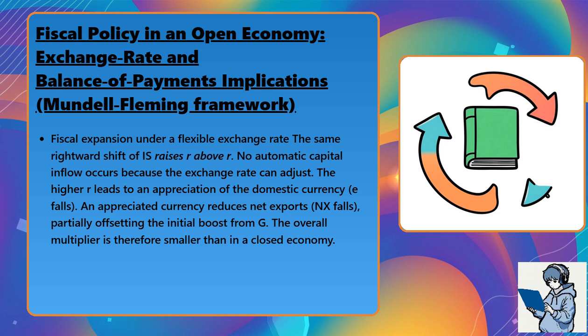Fiscal expansion under a flexible exchange rate. The same rightward shift of IS star raises R above R star. No automatic capital inflow occurs because the exchange rate can adjust. The higher R leads to an appreciation of the domestic currency, E falls. An appreciated currency reduces net exports, NX falls, partially offsetting the initial boost from G. The overall multiplier is therefore smaller than in a closed economy.